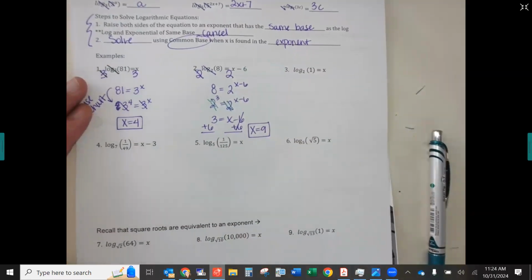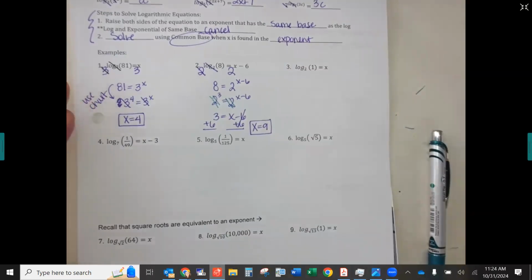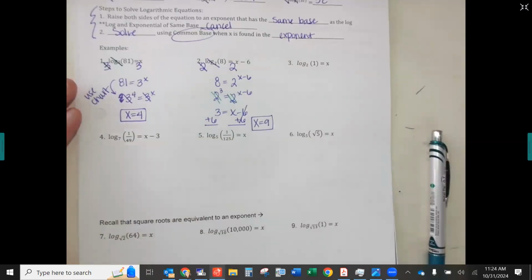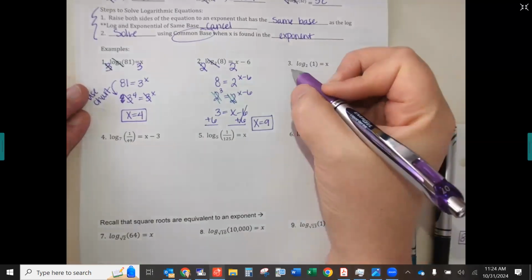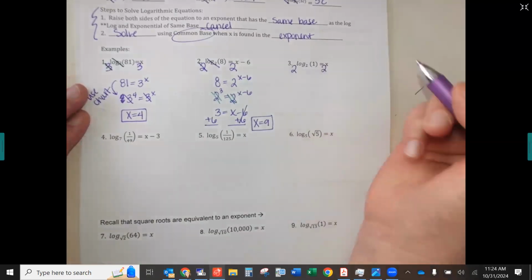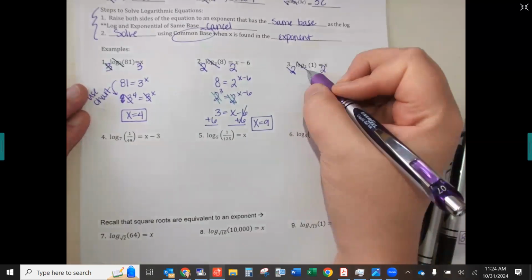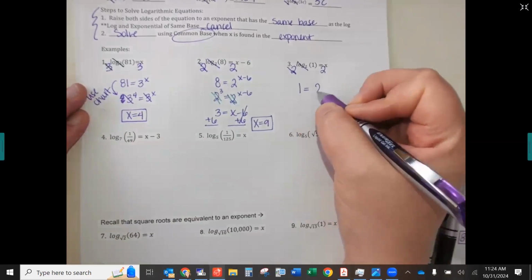Let's take a look at the next one. Now, all of these rules that we did in this sheet are going to come back. So try to really focus in on this first section. It'll make the later examples easier. Okay, for number 3, what is my log base? What's the little number? 2. Then I'm going to do big 2, big 2. This crosses out. I have 1 equals 2 to the x.